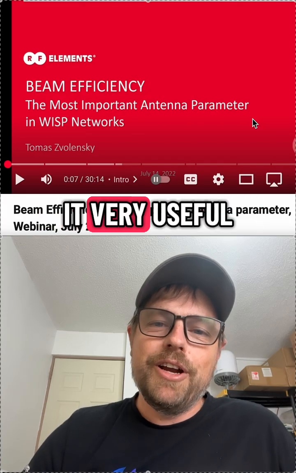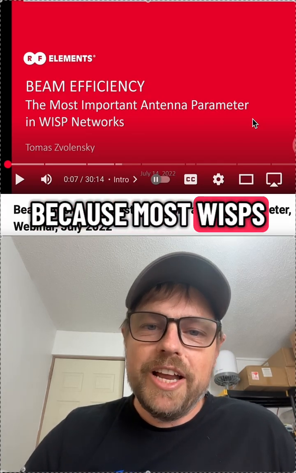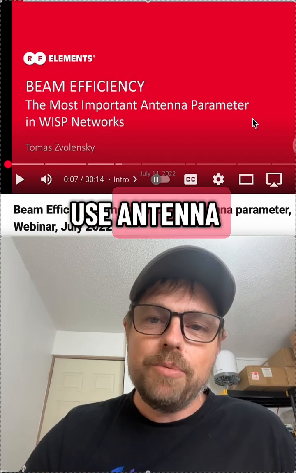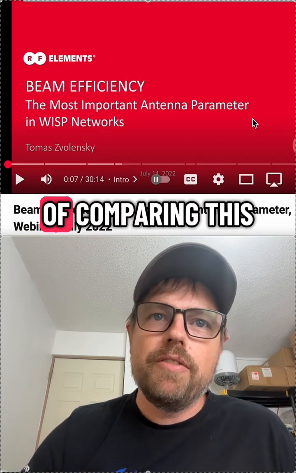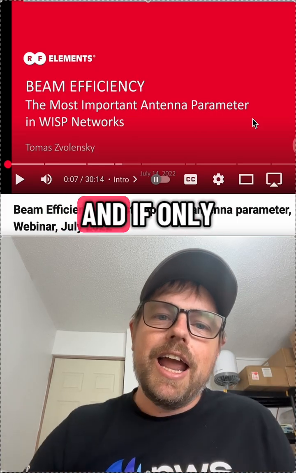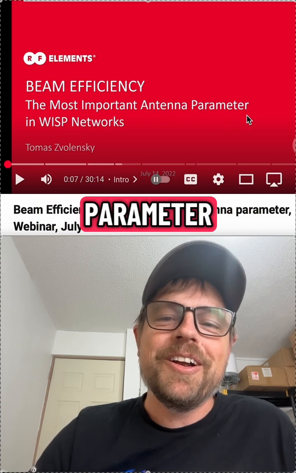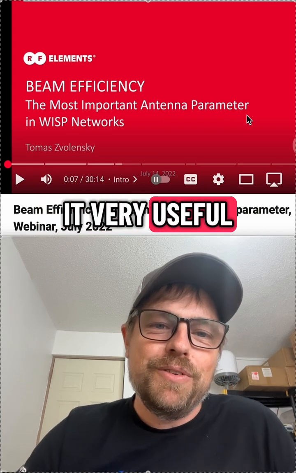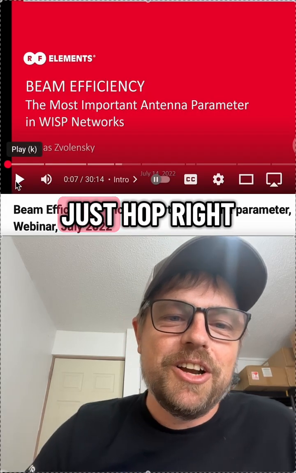That doesn't make it very useful as an antenna parameter because most WISPs use antenna parameters as a way of doing product comparison, as a way of comparing this antenna versus that antenna. And if only one vendor is using an antenna parameter, that doesn't make it very useful. But you don't need to take my word for it. We can just hop right in.